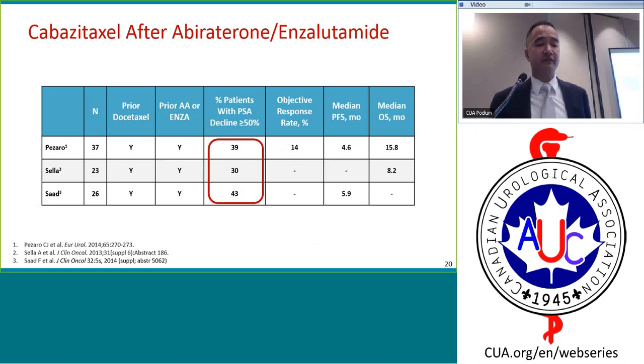Cabazitaxel is also effective. So now we're getting into third-line therapy, so after Abi, after docetaxel, and then now cabazitaxel, so third-line therapy. And if you look at the PSA response, it's about in that 30 to 40% range, which is again right on what we saw in the TROPIC study, which was cabazitaxel versus mitoxantrone. So it appears that chemotherapy is still active after our next generation hormone therapies.